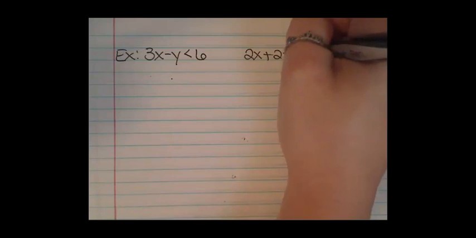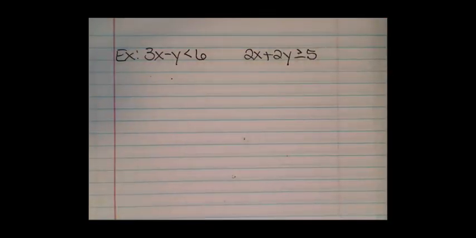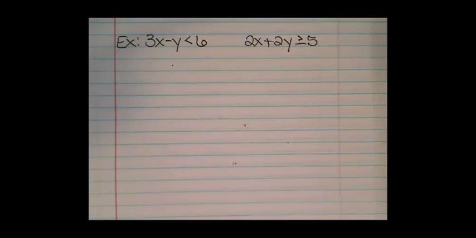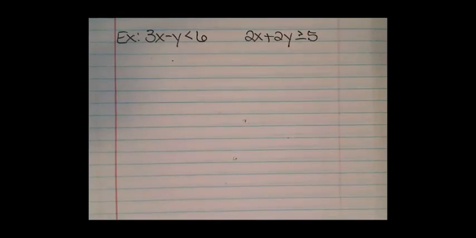We have, for example, 3x minus y is less than 6, and we have 2x plus 2y is greater than or equal to 5. Okay, just like when you're solving linear equations, you need to get these to look like y equals mx plus b, so we need to get our y by itself, okay?